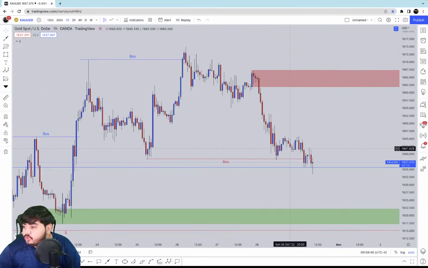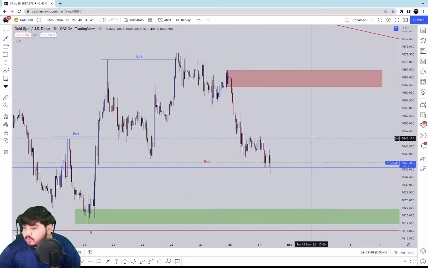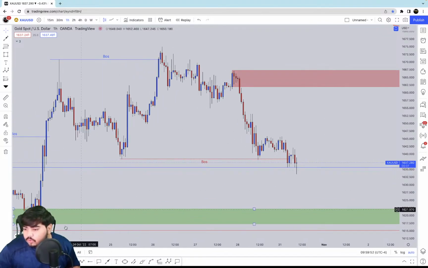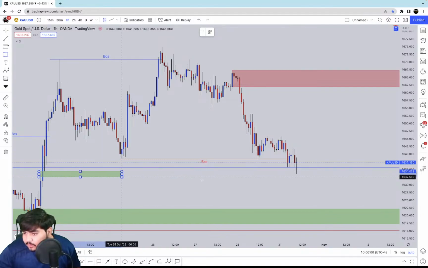Now for the very short term, for the 1 hour time frame, let's see what is going on here. As we can see, market has basically moved inside this imbalance area. So this is an imbalance.